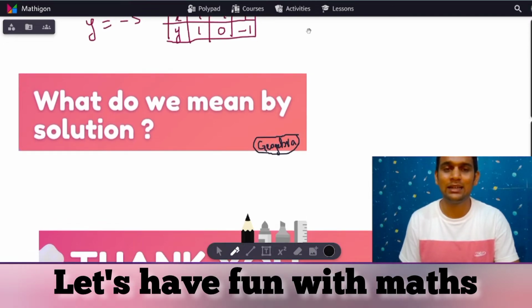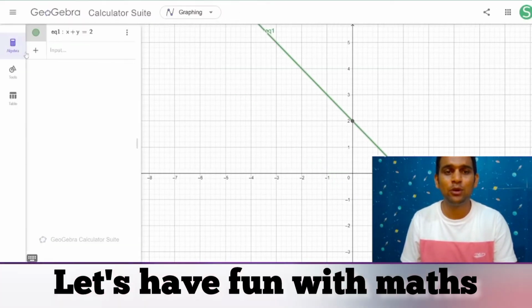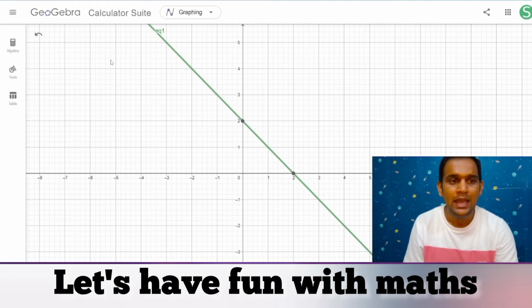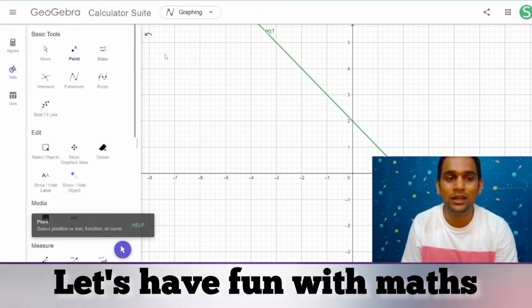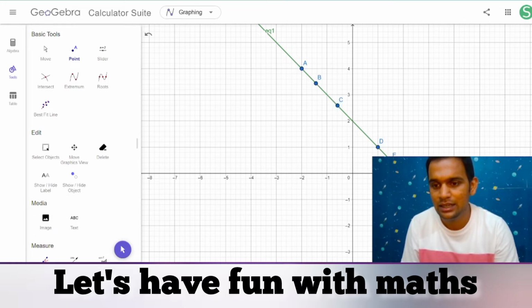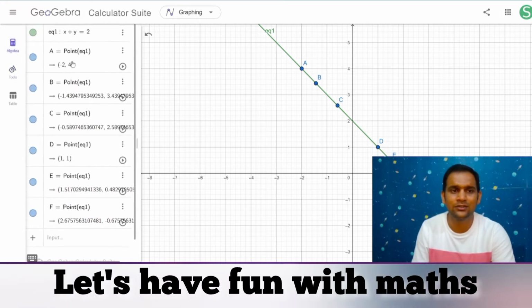So what do we mean exactly by the solution? I told you that we will discuss this in detail. Now, let's suppose I have plotted x plus y equals 2 on this graph with the help of a graphing calculator, the Geogebra graphing calculator. That is the graph. Now, if I mark any point on this graph, let's see, I have marked the points A, B, C, D, E, F. I have marked 6 different points. Let's try to observe these 6 different points.